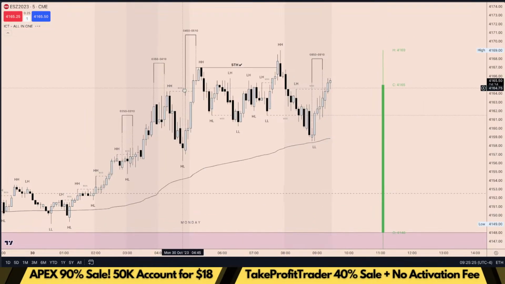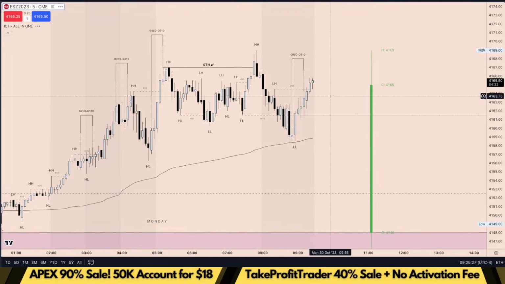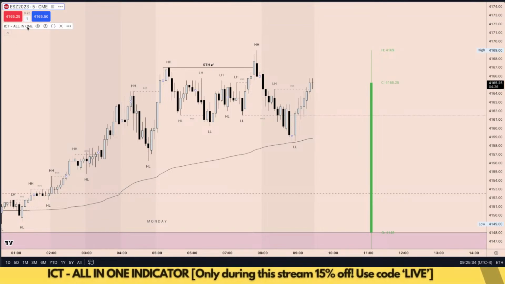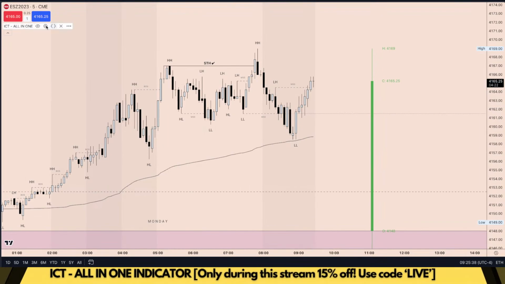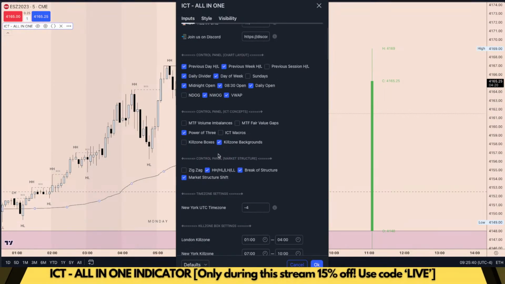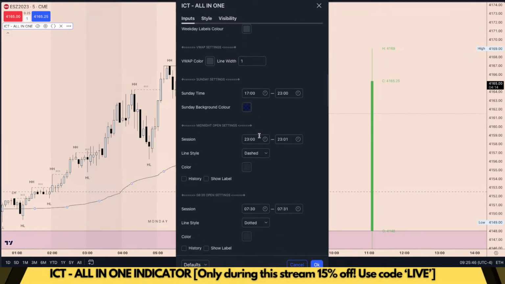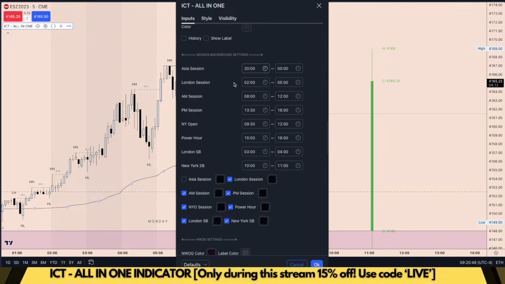So this is today. Thank God the indicator is doing the charting for me now, so I have a little bit less work. Right over here, but let me actually turn off some stuff that I do not want to see right now, and also modify the kill zones.